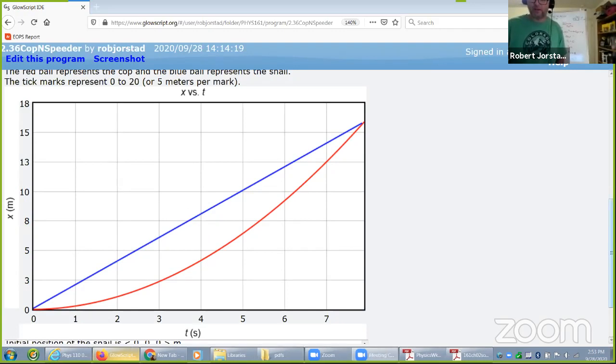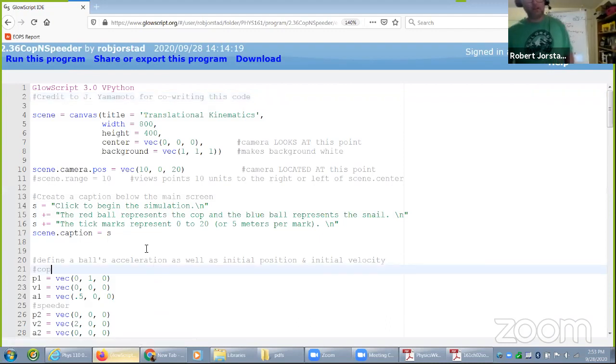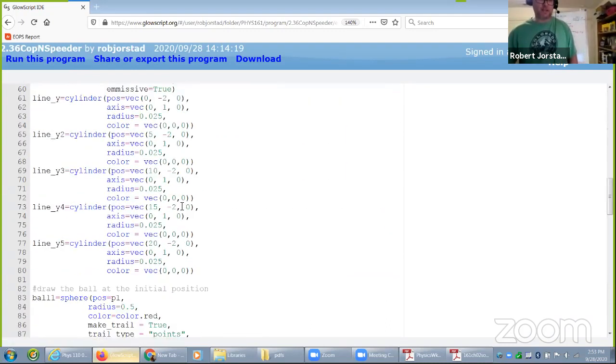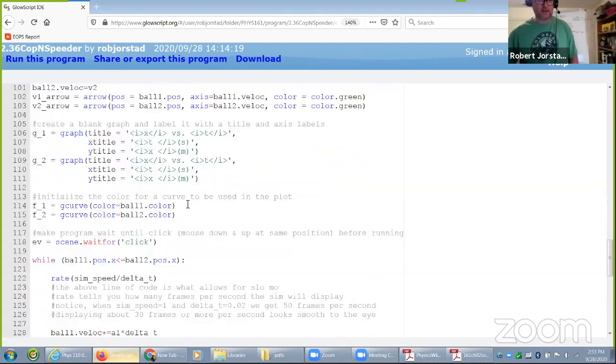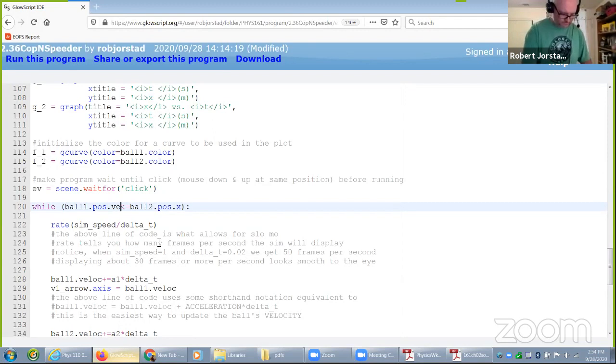Now, if you really want to get spicy, you could go into here and run the simulation. We could do this later. This is going for the entire distance. So you could say, I'm going to change this to velocity. Whoops.